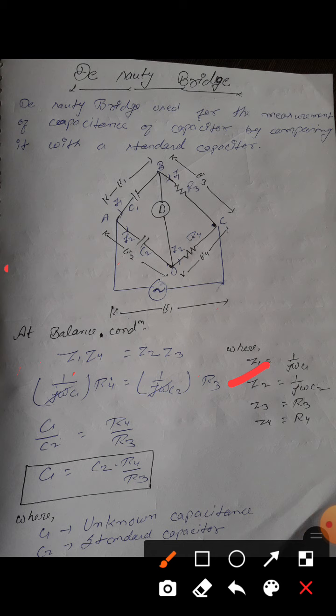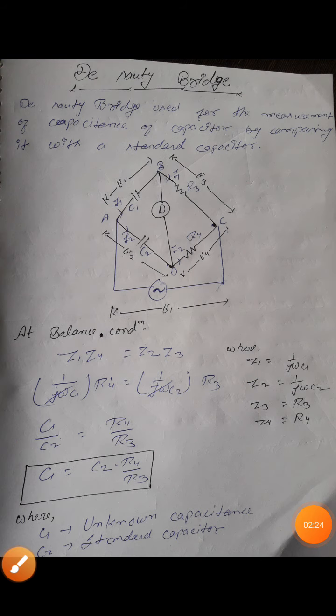Z3 equal to R3, Z4 equal to R4, and finally we put all the values in these equations and we get the final value of capacitor C1. C1 equal to C2 multiplied by R4 by R3. Here C1 is the unknown capacitor and C2 is the standard capacitor.